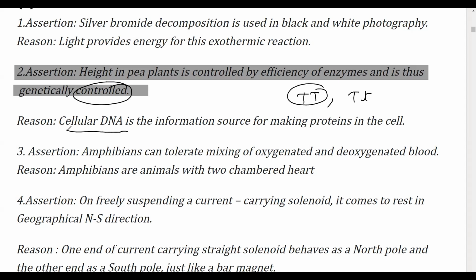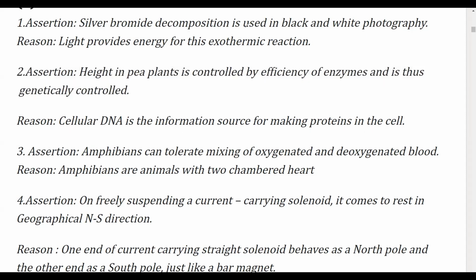Now it says that cellular DNA is the source of information for making proteins. Yes, the cellular DNA holds that information. For example, we know that some people grow tall, and this is because the DNA, which has the information for making the protein, helps in secreting more growth enzymes, and therefore the person becomes tall, and likewise it can become short. So both assertion and reason are correct, and we say that it is the correct option.